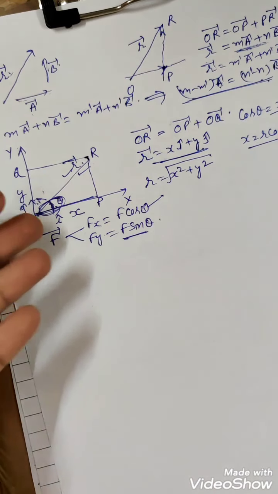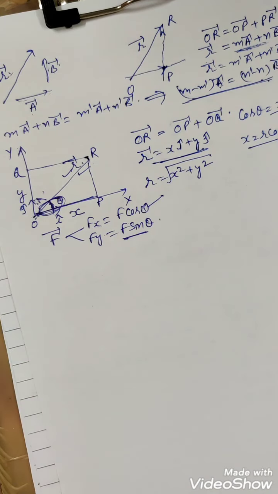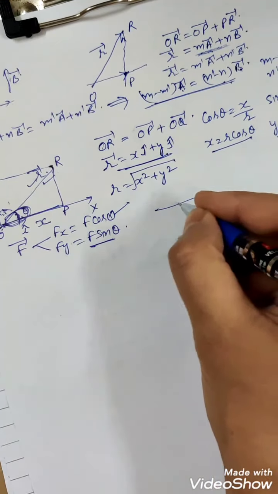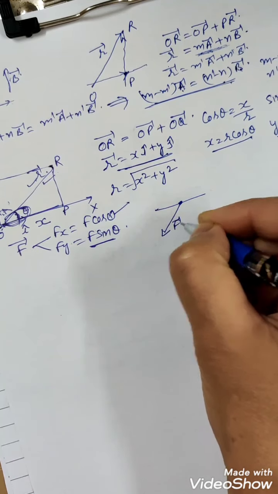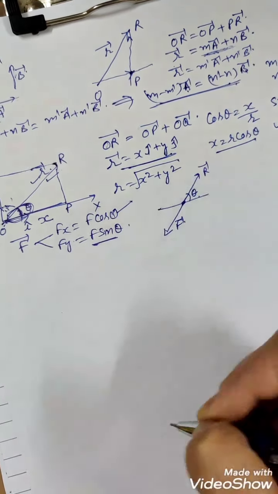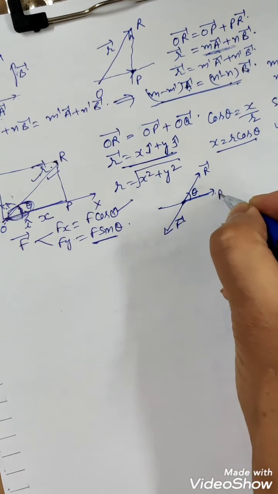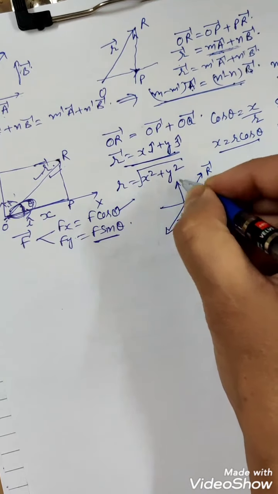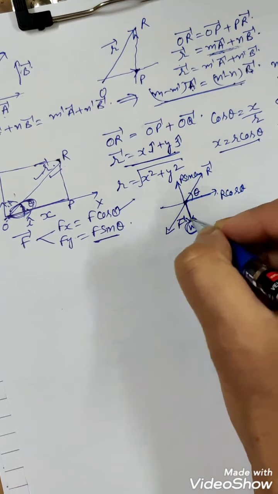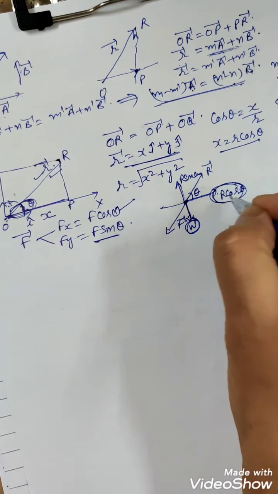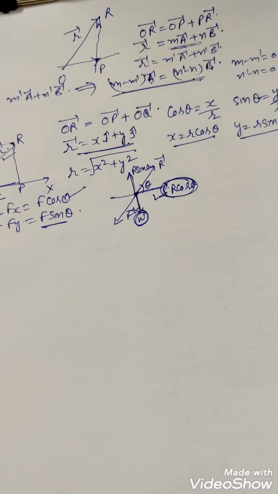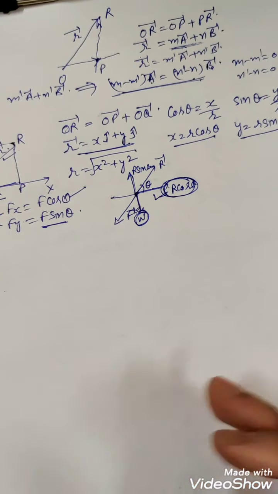There are many examples of this resolution, like walking. When a man walks, he pushes the ground. We can say that he pushes the ground with a force, and the ground gives a reaction force at an angle theta. This reaction force is resolved into two components, cos theta and sin theta. The sin theta component balances the weight of the person, and the other component helps to move forward. So the walking of a man on the ground is an example of the resolution of vectors.